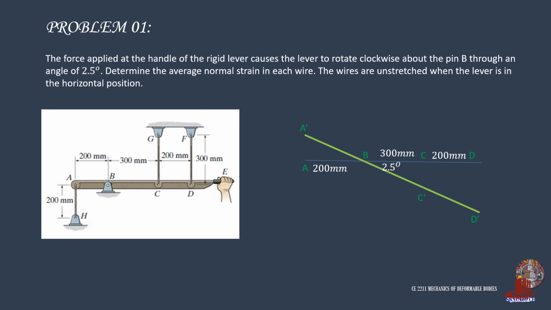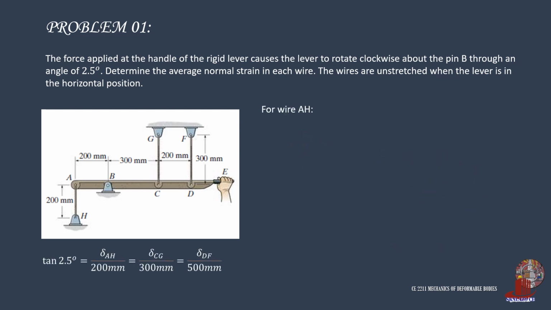Using trigonometric functions, we equate the tangent of 2.5 degrees as the deformation of wire AH all over length AB of 200 mm. This is also equated as the deformation of wire CG upon the length of 300 mm. And do the same by equating the deformation of wire DF all over the length of BD, which is 500 millimeters. Now we can compute for the strain in each wire.